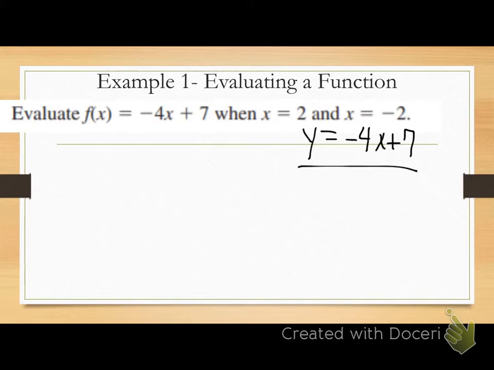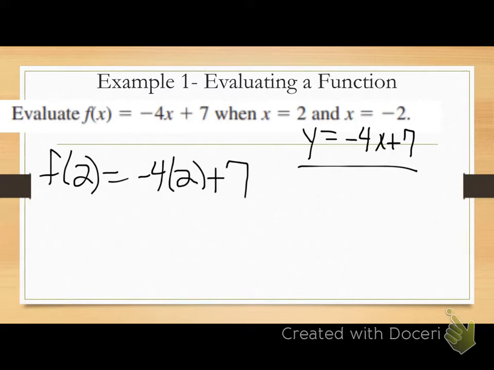Okay? So anywhere in my function notation, anywhere I see an x, I replace it with 2. And I'm going to do it again. And anywhere I see an x, I replace it with negative 2. So I'm finding f of 2. I'm finding my value of f of x when x equals 2. So everyone see that? So f of 2.